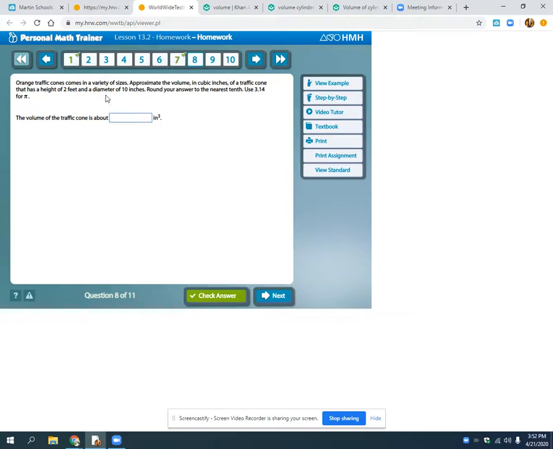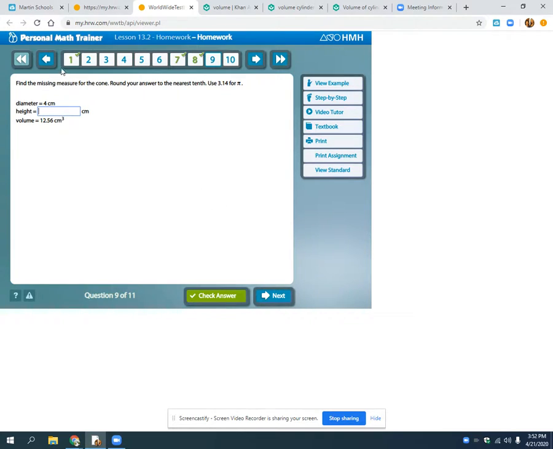Okay, so let's solve this one. The diameter of 10, how do you make that into radius? Divide by 2. Good. 10 divided by 2 is 5. So now we square the radius. Then we multiply by our height, which ends up being 24 inches. Then we multiply by 3.14, and then we divide by 3. Your answer should be 628 if you have this one.